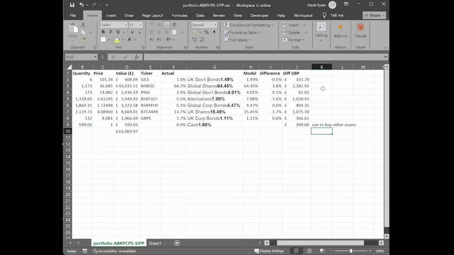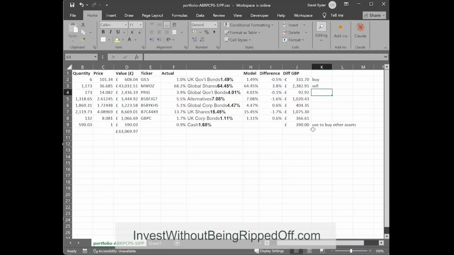I have too much of the global shares, so I'm going to sell. I have insufficient of the UK government bonds, so I'm going to buy. Insufficient, so I need to buy. Too much, so I need to sell. Insufficient, so I need to buy. And bonds, too much, so I'm going to sell.